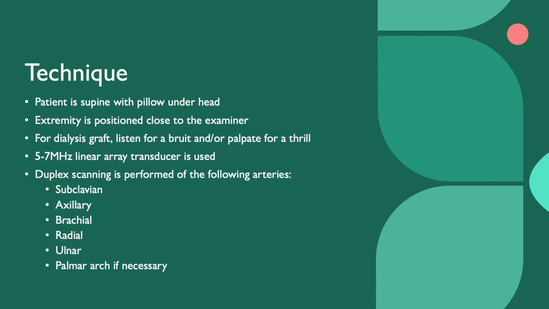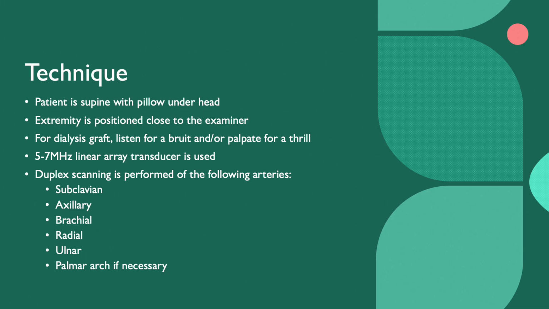So how do we do this? Same position as always. For venous and arterial will be the same. Our patient is going to be laying on their back, pillow under the head. The extremity is going to be positioned close to the sonographer. I like to put a towel in my lap and or a pillow and have them put their hand on my lap. For dialysis graft, I always listen or feel. I like to feel for the bruit. If they have a dialysis graft in their arm, you will be able to put your hand on it and feel what we call a thrill going through.